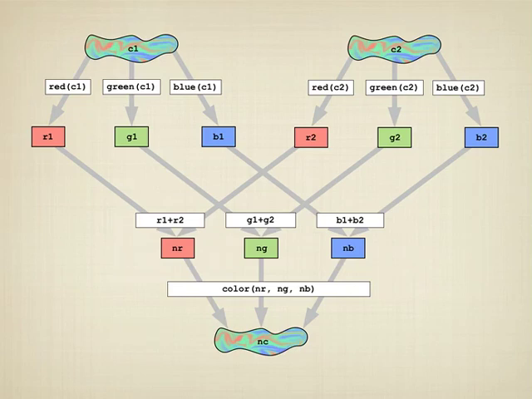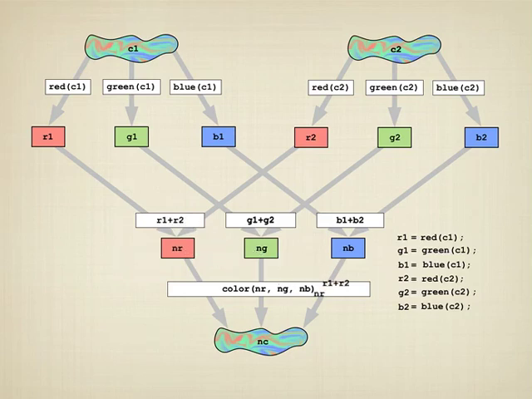Writing the code for this is really easy. For example, to compute R1, we just say R1 equals red of C1. The green and blue of C1 are the same thing. So these 3 lines on the right do all the work in the upper left corner of the diagram. Well, we do the very same thing to compute R2, G2, and B2. We just call red, green, and blue on color 2.